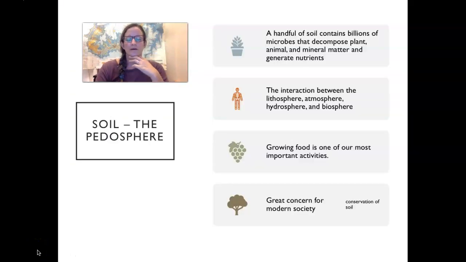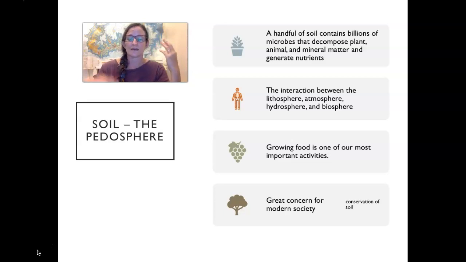A little bit more about soil here. Soil has lots of organic material in it. Some of it is dead and decomposing, and some of it is totally alive. So a handful of soil, just one scoop, contains billions of little microbes, decomposing plant matter, decomposing animal matter, minerals that are decomposing, and general nutrients that are generated from the decomposition of organic material and inorganic material like rocks.